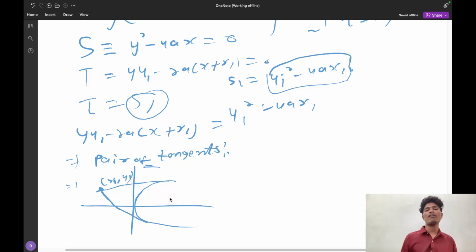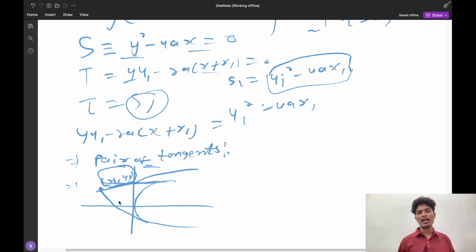Suppose in an equation only x and y are present. If you interchange x and y again, there is no change in the equation. So I have taken the point as x1 comma y1, and from this point if I draw two tangents and I want to write the equation for this pair of tangents, that is the pair of tangents equation.